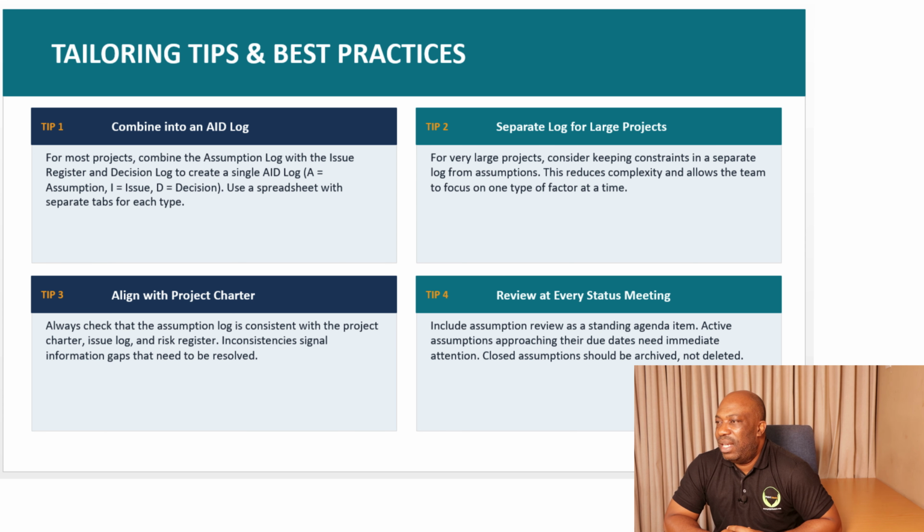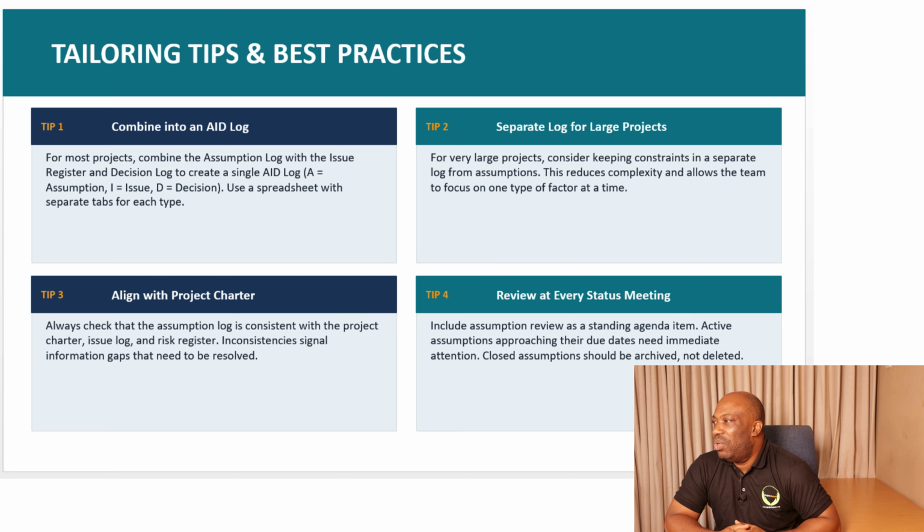So in this section, let us go through the tailoring of the assumption log. Remember, the assumption log depends on the type of the project, the size of the project, and the industry of the project that you're executing. But you have to tailor the assumption log based on the project that you're executing. So let us look at about 4 items that you use when tailoring your assumption log to the project. The first one is you can combine it with the AID log. AID is assumption, issue, and decisions. So you can also use a spreadsheet with separate tabs for each term, if you want to combine them.